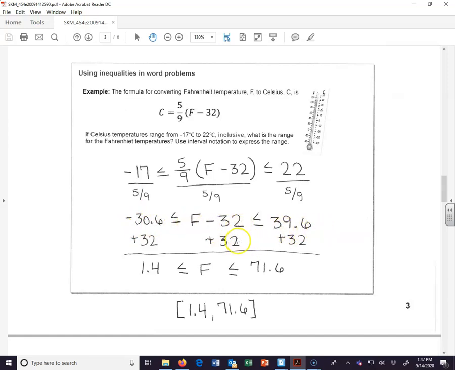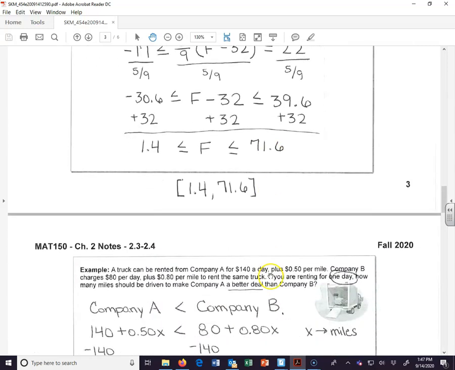And the last step is just adding 32 to all three parts. And I get 1.4 up to 71.6. And I wrote it here with the brackets. Either way, you can write your answer either way would be correct. Or even if you graphed it on a number line using filled in circles or using those brackets.